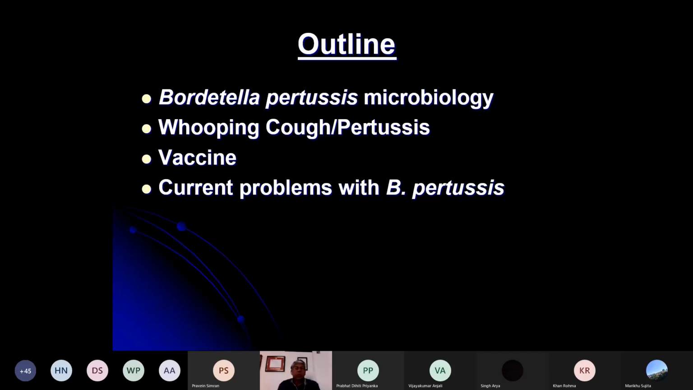So in these two classes, we are going to see the microbiological aspects of Bordetella pertussis as the bacteria. We are going to look at the disease which is caused by Bordetella pertussis, also called whooping cough or pertussis, its clinical features, its profile, its pathogenesis, its complications. In the next two classes, we'll see what vaccines are available for prevention of this disease, what are the advantages and disadvantages of each type of vaccine, and how we can best utilize these vaccines and other prophylactic measures to prevent this disease amongst children.